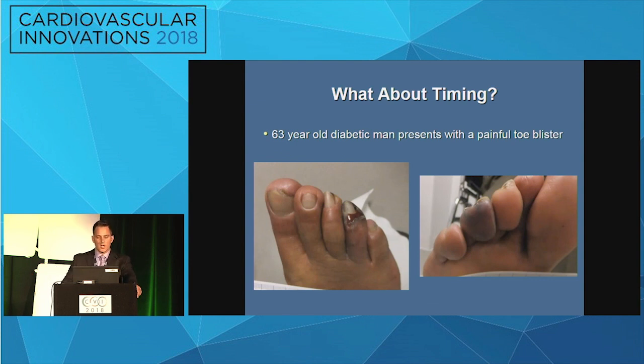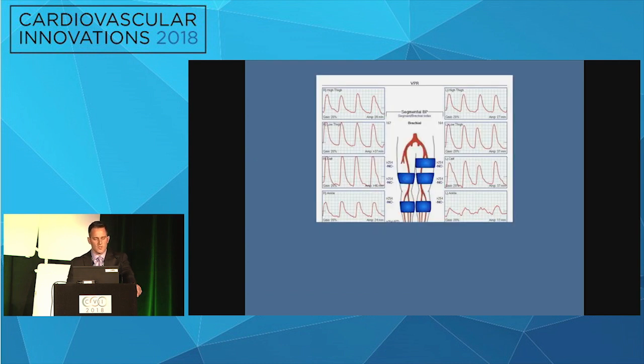So the next question becomes, in terms of things like referring to our vascular colleagues, what about the timing of such? Well, an example here pictorially is a 63-year-old diabetic man who presented with a painful toe blister. Kind of unclear as to the nuts and bolts of how this occurred, duration, onset, those types of things, but he said it hurt, so it prompted a visit.